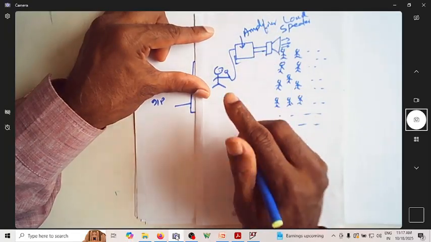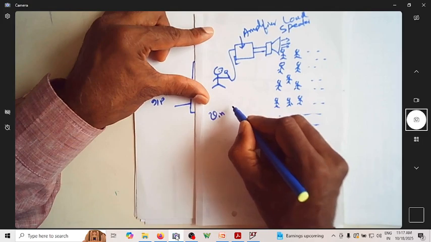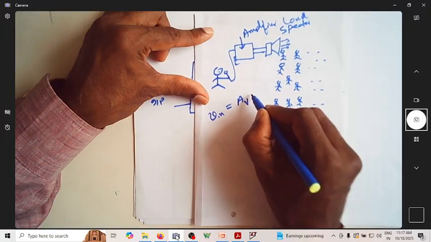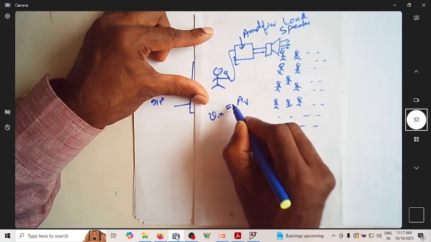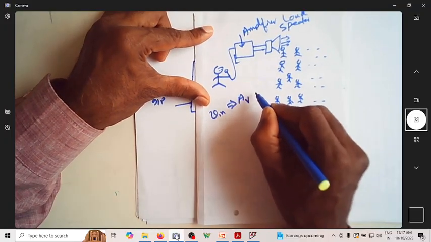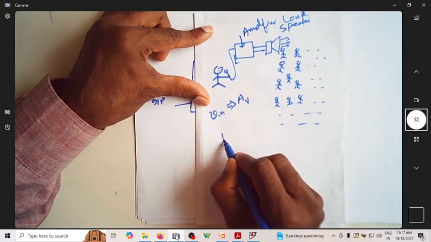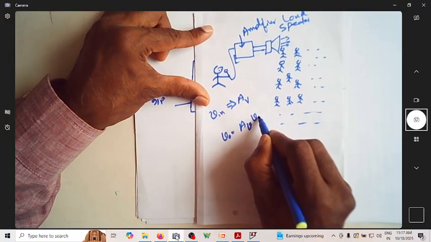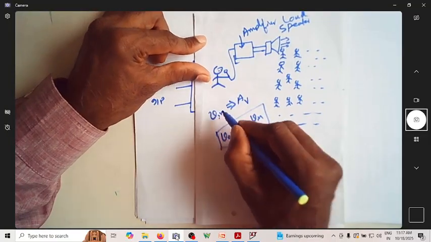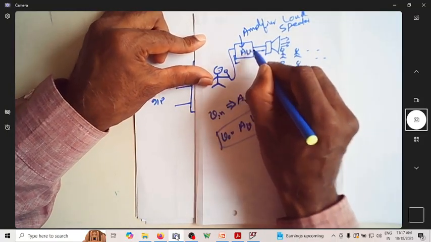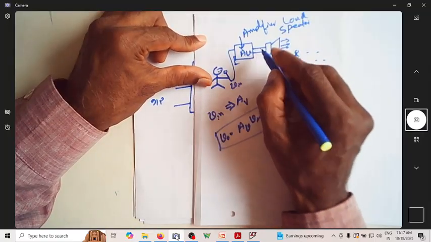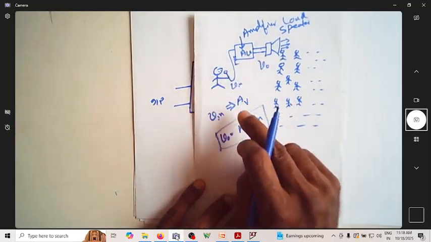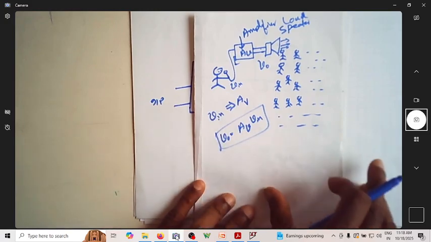Suppose this is the input voltage that is given to the amplifier. It will be amplified by AV times. The input passes through AV, so that you end up with an output voltage V naught, which will be AV times the input voltage. So this input passes through this amplifier having a gain AV. This is V in. The moment it comes out, this becomes V out. So the output voltage is gain times the input.